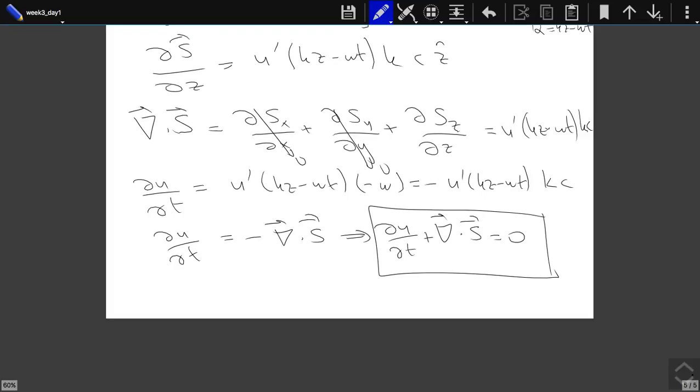S is not the energy, it's the energy flow. U is energy density, S is energy current.